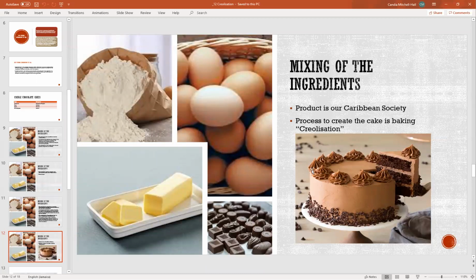Now, at the end result, we have a cake, a chocolate cake, which was created as a result of us baking. And so the baking now of the cake is the process of creolization, that overall mixing for everything to come together. So this now is a Creole cake.